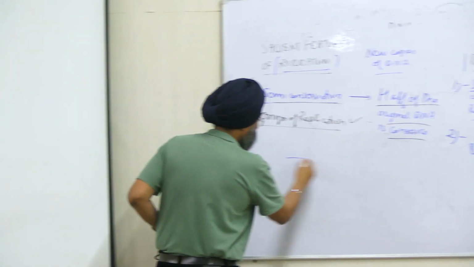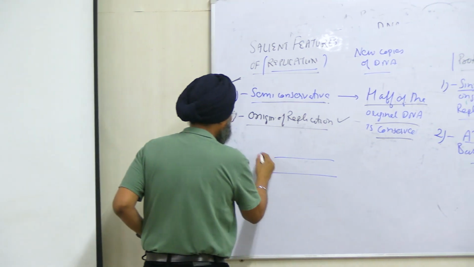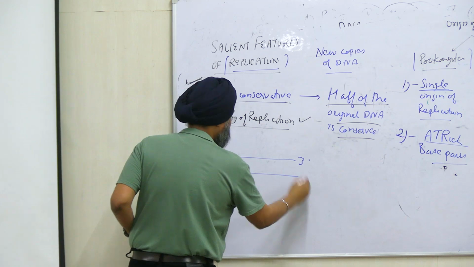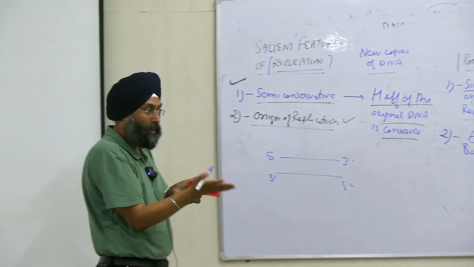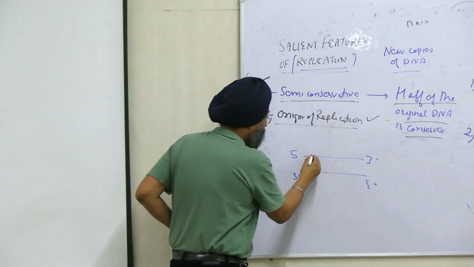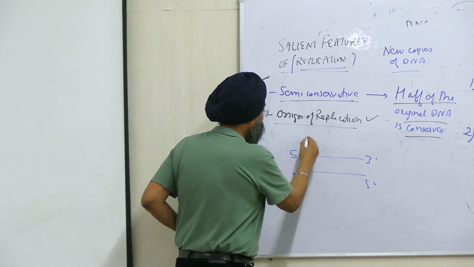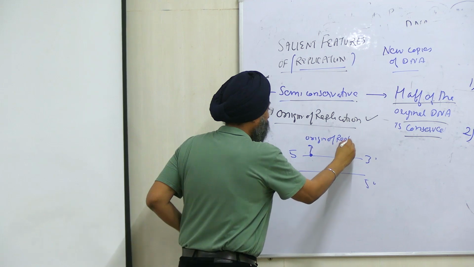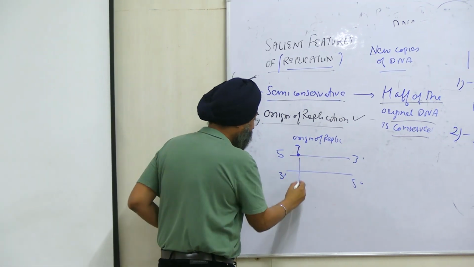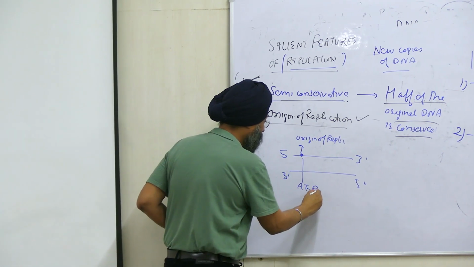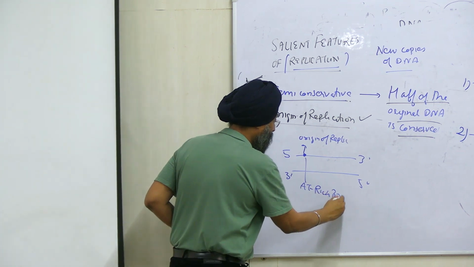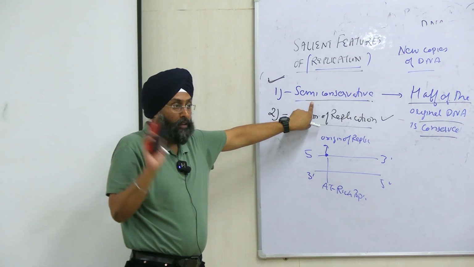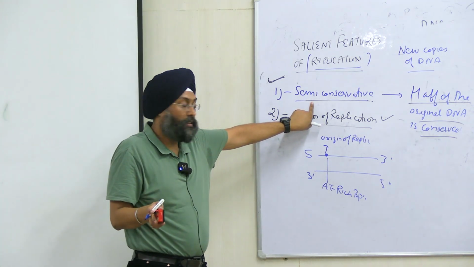Suppose we have a DNA strand 5 prime to 3 prime and 3 prime to 5 prime, right? The strands are anti-parallel. Suppose we are starting the replication, that is, the origin of replication, and this point is highly rich in AT-rich base pairs. So the first rule was semi-conservative: half of the original DNA is conserved.